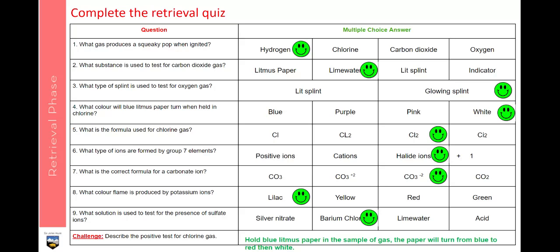Number 9, we use barium chloride to test for sulfate ions. And remember, it will form a white precipitate known as barium sulfate. And the test for chlorine gas, you hold blue litmus paper in the sample of gas you're testing, and the paper should go from blue to red, then white.